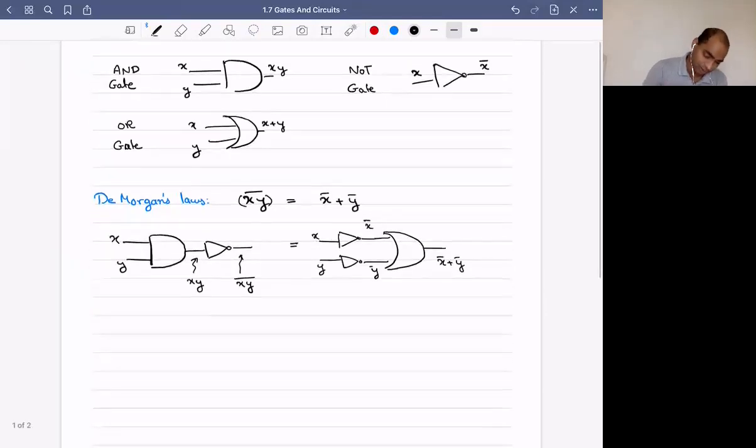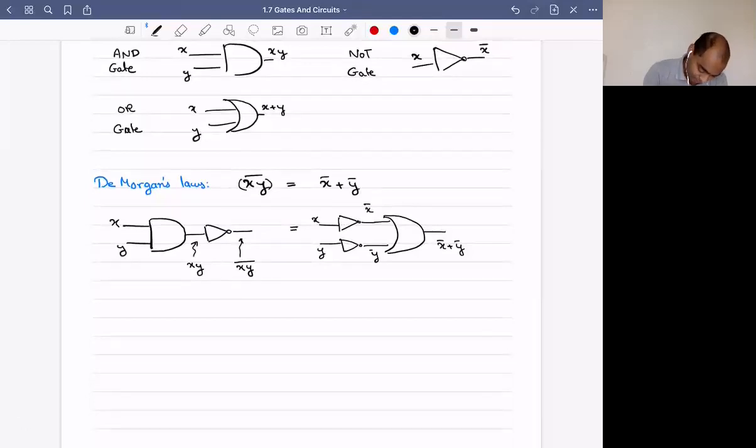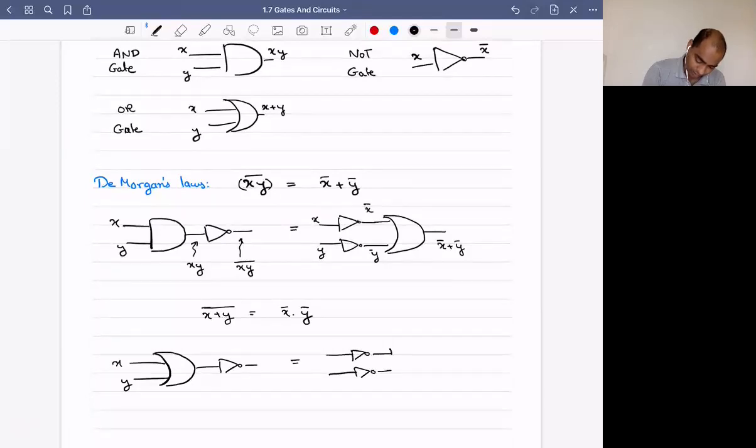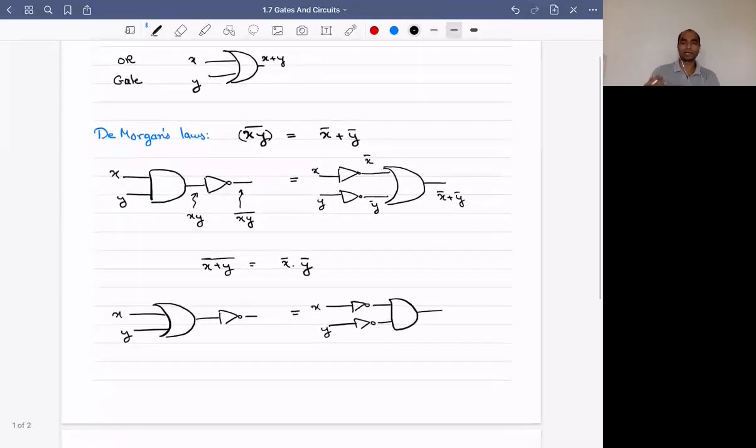Similarly, the second De Morgan law says that, I'll just quickly do it, x plus y, whole bar, is x bar times y bar. And here I'll get first an OR. I'll input x's and y's, and then I'll flip it. This circuit is giving the same output as the circuit if I were to first flip and then AND. So that's how you can convert any expression in Boolean logic, any expression in Boolean algebra, into circuit diagrams.